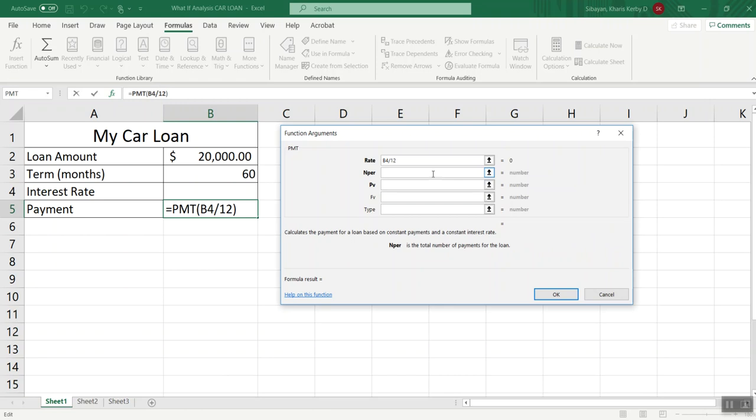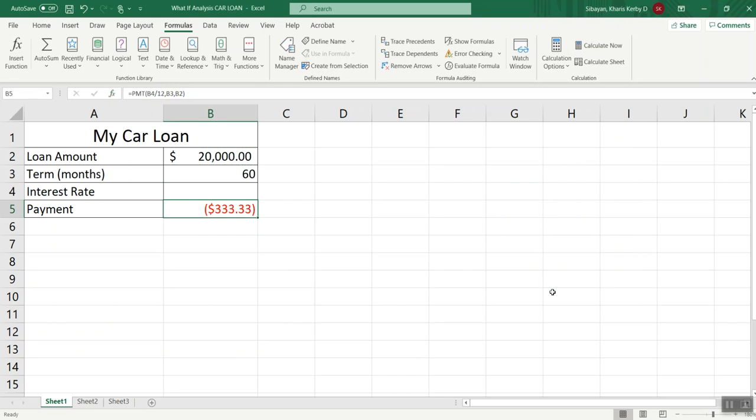NPER calculates the payment for a loan based on a constant payment and a constant interest rate. And this NPER is the total number of payments for the loan. So total number of payments is going to be what? Again, NPER is the total number of payments. So this one should be B3 actually. All right, so let me just remove that and use B3 because that's the total number of payments. You're going to pay 60 months, right? PV, that's the 20,000. That's the present value. So I'm going to click B2. I'm going to click OK.